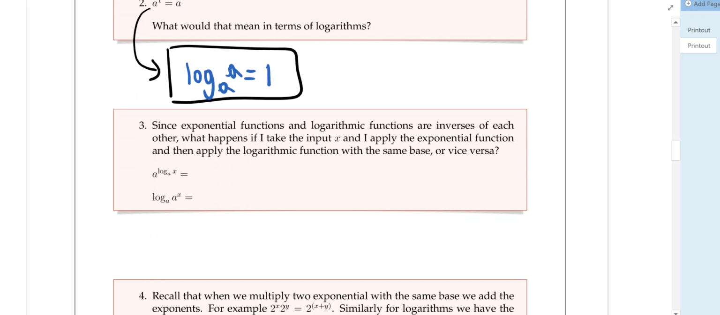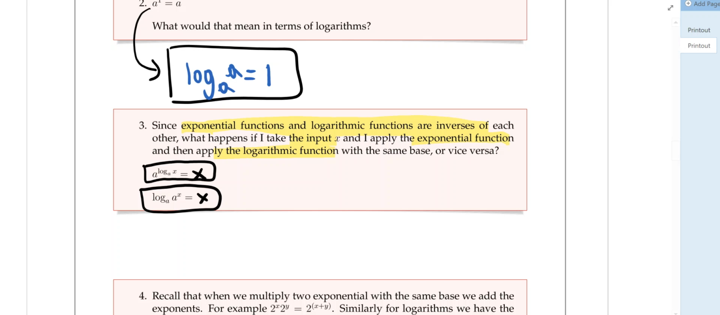Now recall that we said that the logarithm functions and exponential functions are inverses of each other. So if I take the input x and I apply the exponential and then I apply the logarithm, they're basically going to undo each other. So when I have x and I do logarithm of x with base a, and then I do exponential with base a, basically the answer is going to be just x. So a to the log base a of x, they undo each other because they are inverses. So the output is just x. Similarly when you have log first and then exponential with the same base.